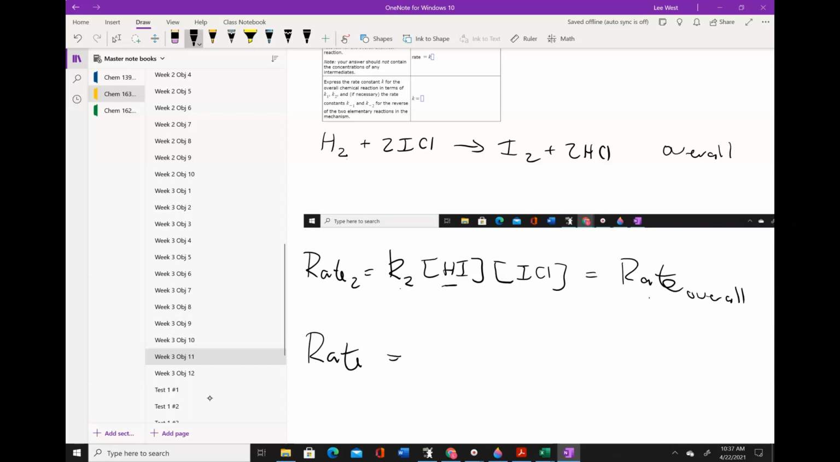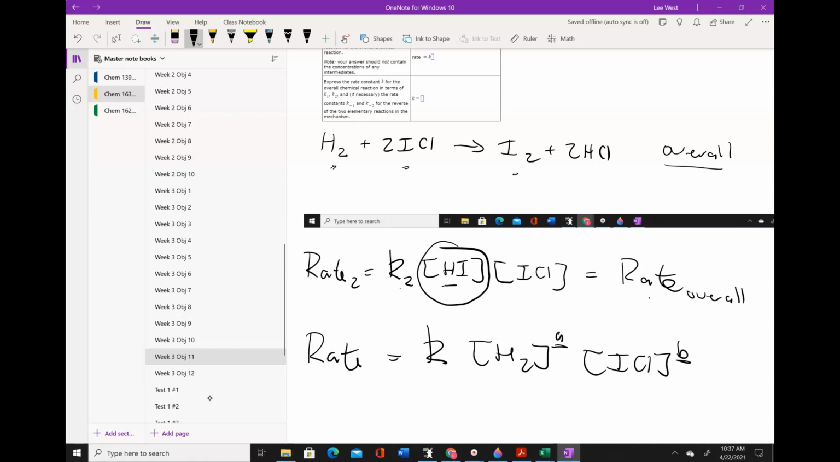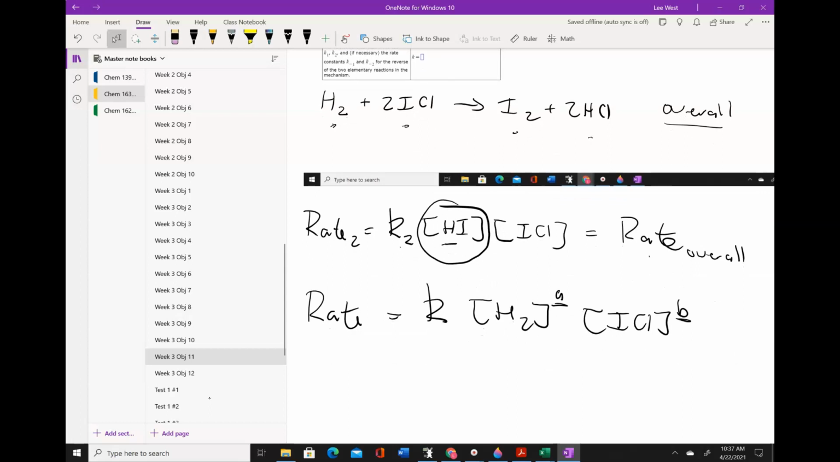The rate law for this overall reaction will be k multiplied by [H2] to some power a multiplied by [ICl] to some power b. Now, because this is an overall reaction, not an elementary reaction, we can't assume that the orders will be 1 and 2. So the difficulty is that we have to figure out how to express the concentration of HI in terms of things that appear in our overall reaction, because they're the only things that we can actually determine the concentration of. So how are we going to do that?